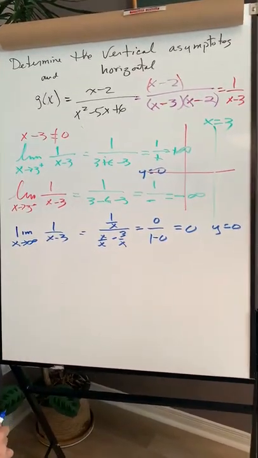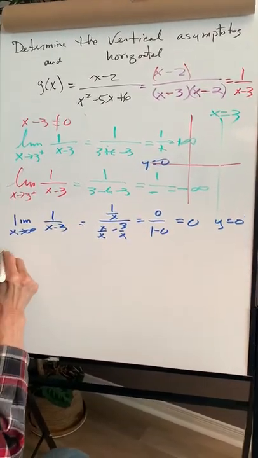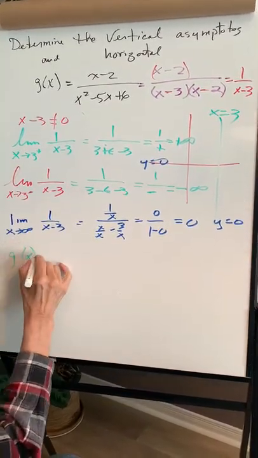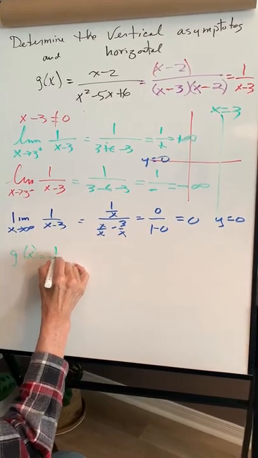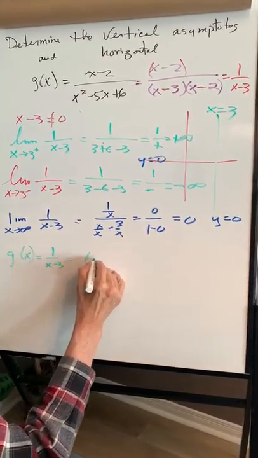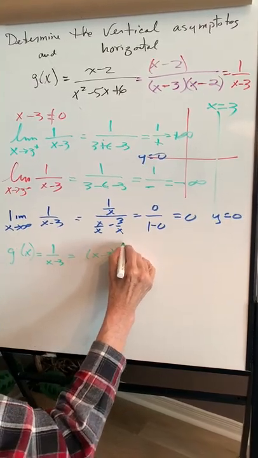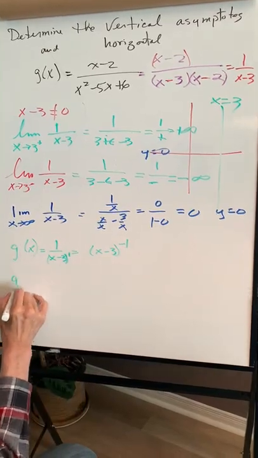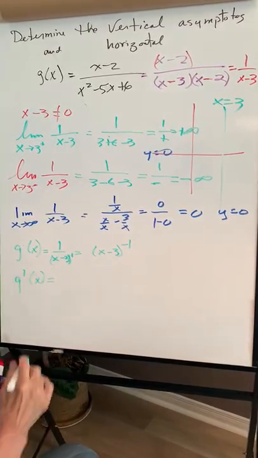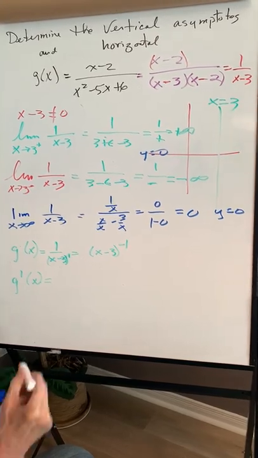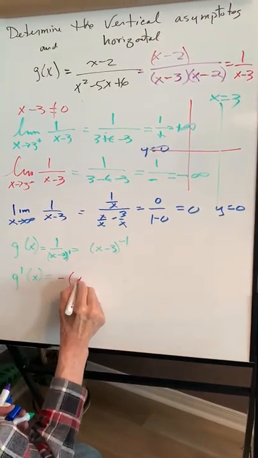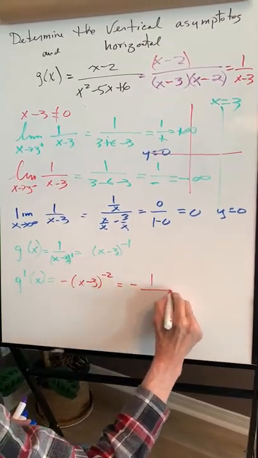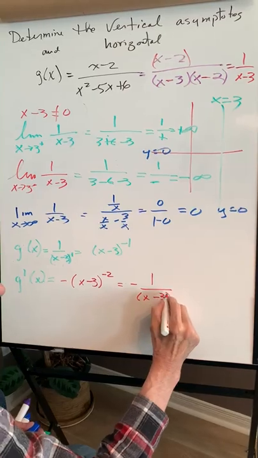Okay, let's have a look at the derivative. Listen, g dash at x is going to be, first of all, g at x is going to be 1 over x minus 3, which is the same as x minus 3 to the negative 1. Let's take the derivative of that. g dash at x is equal to minus x minus 3 to the negative 2, which is minus 1 over x minus 3 squared.